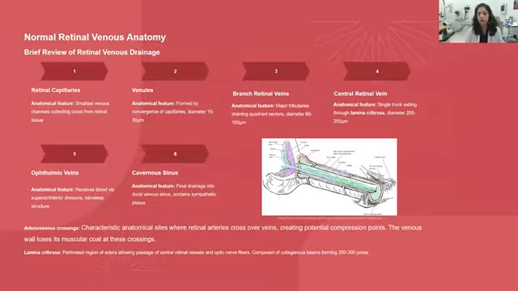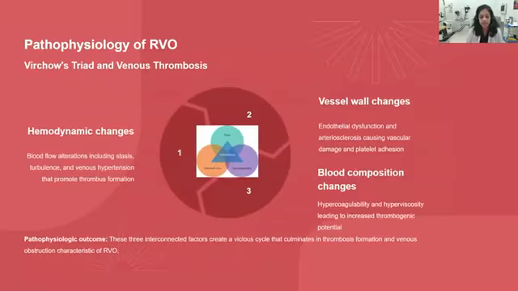Very easy to remember. It's called Virchow's triad, and it's venous thrombosis due to stasis, vessel wall injury, and hypercoagulability. So, due to these hemodynamic changes, vessel wall changes, and blood composition changes, it leads to the development of thrombus formation and venous obstruction, which is characteristic of RVO. So the important point is Virchow's triad, and we need to tackle all these causes to prevent RVO.